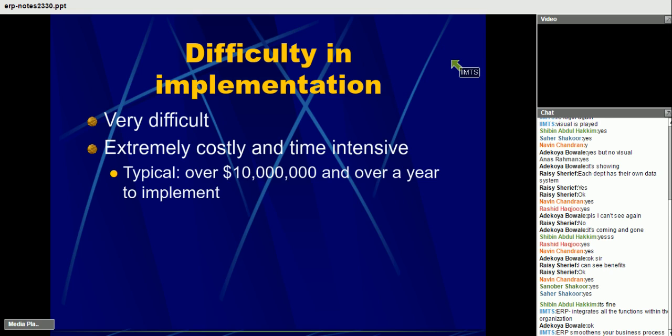What are the drawbacks of ERP system? Drawbacks are, number one, it's very difficult to implement, and it's extremely costly to afford. So that's why only the bigger companies, who have a big strength of employees working in the organization and a global presence, implement ERP systems.